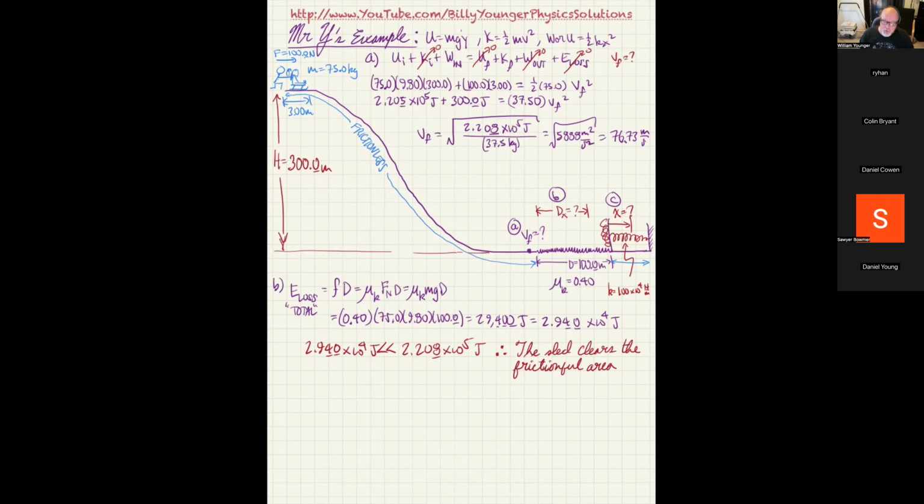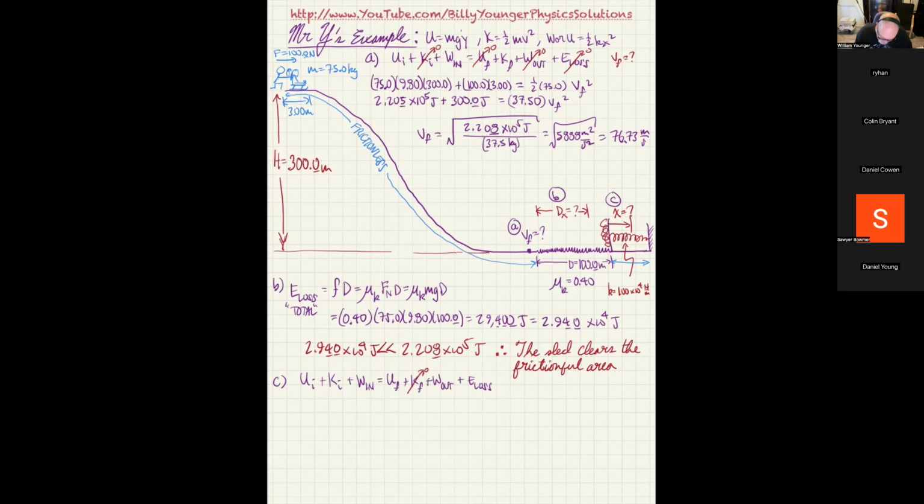And now we're going to use the exact same equation we had before, only now we're doing what we called part C. So now we have U initial plus K initial plus work in is equal to U final plus K final plus work out plus E loss. Now, in this case, we're actually allowing the girl to completely hit the plywood with the cushions on it and compress the spring until the spring brings her to a complete stop. That means the final kinetic energy is zero.